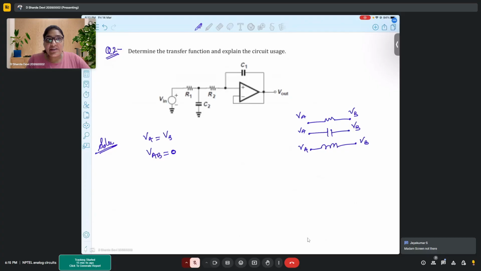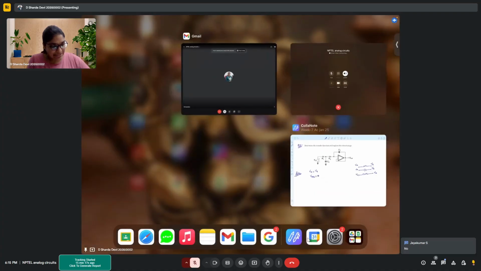Screen is not there. Which screen? My shared screen is not visible to you? Okay, so I can see my shared screen. Maybe I'll share it once again. Wait.